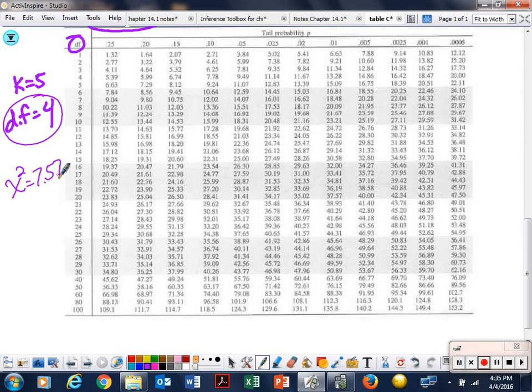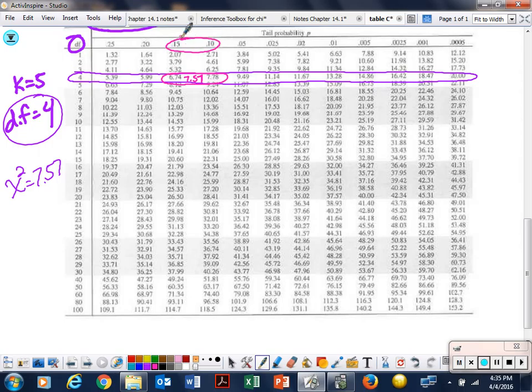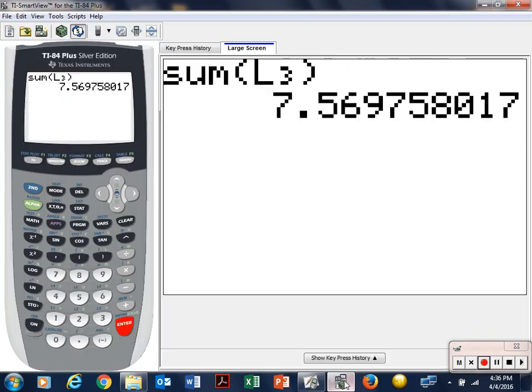So we're going to go to degrees of freedom of 4. So we're looking in this row. And our chi-square is 7.57. So you will notice, ladies and gentlemen, that 7.57 is between 6.74 and 7.78. So that means our p-value is somewhere between 0.15 and 0.10. Now we don't know it exactly by looking at the table. So this is where we would want to use our calculator whenever possible. But that's how you would use the table to figure out your value. All right, so let's go back to the calculator. Again, this calculator method works for everybody, even if you have an old one.